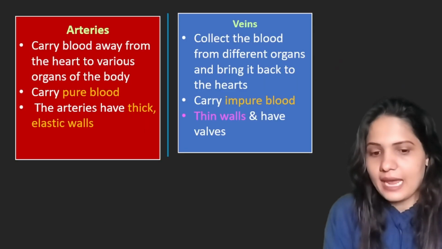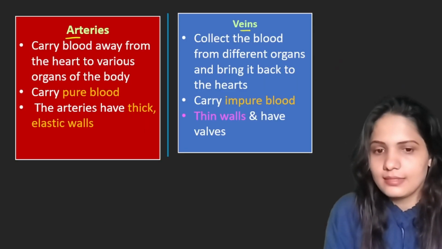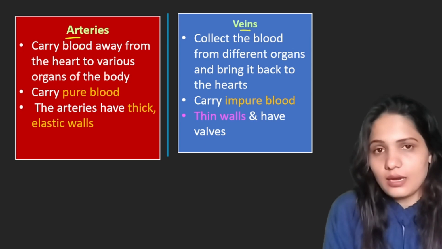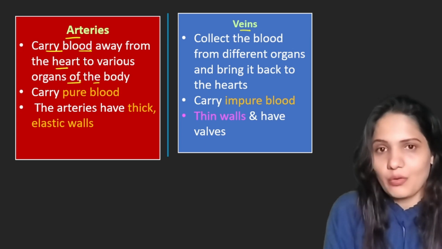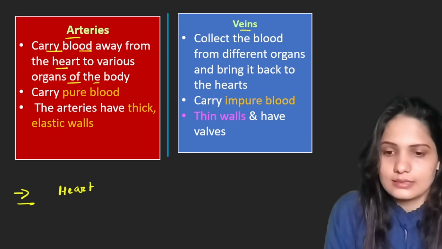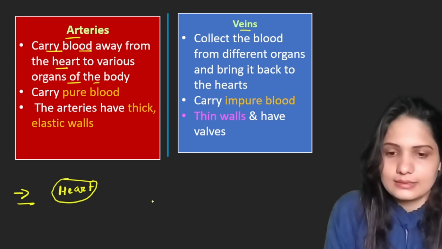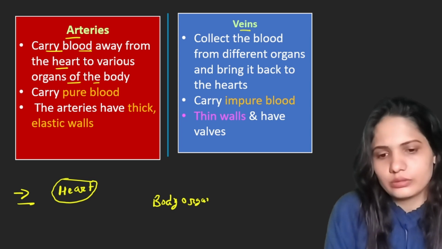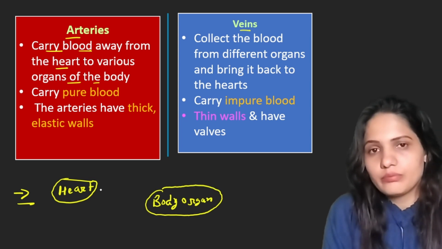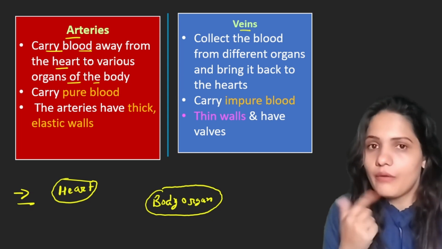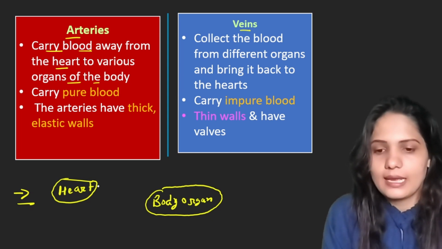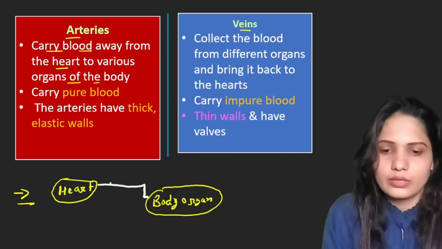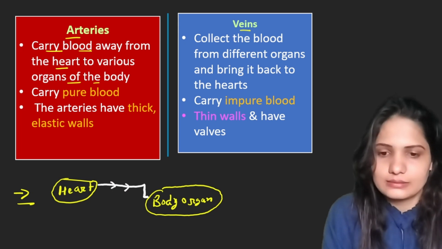So here we have the arteries and these are the veins. First we will see arteries. Arteries carry blood away from the heart to various organs of the body. This is our heart, and let's say this is our body organ. You can take any organ like liver, kidney, any organ. Arteries are a type of blood vessel. They will carry blood away from the heart.